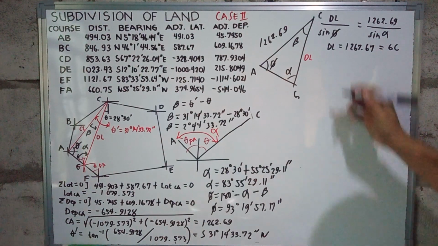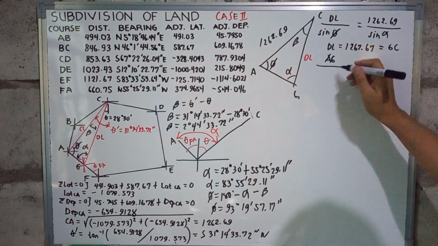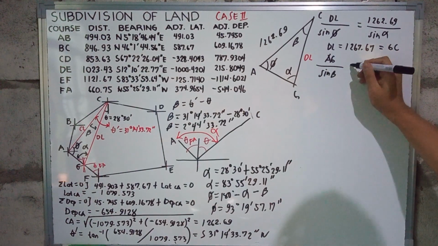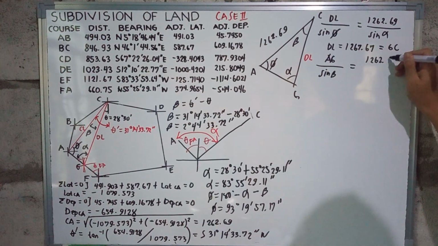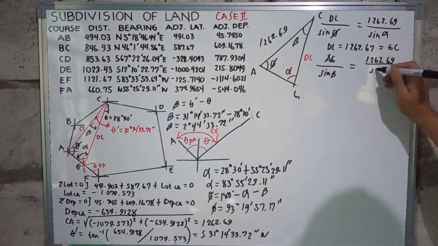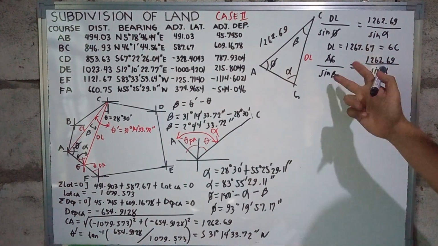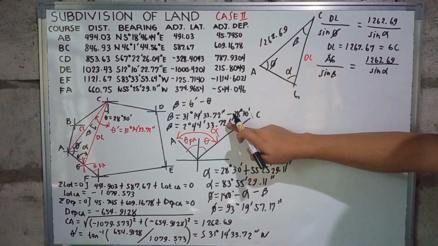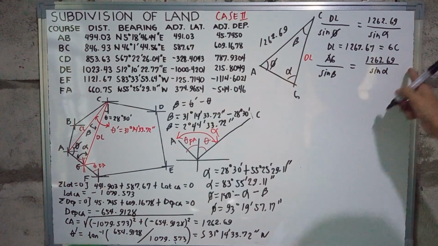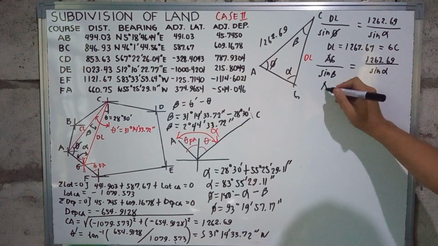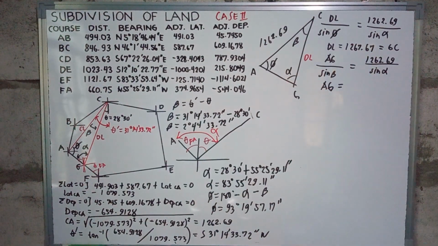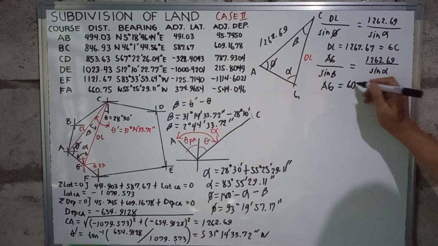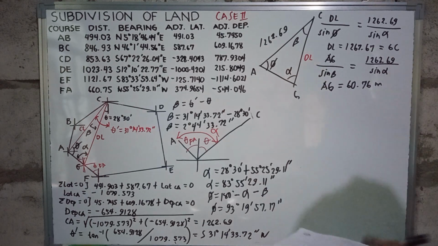Same law din, di ba? So, kunin natin AG by sine law. Sine beta is now equal to 1262.69 all over sine alpha. So, meron tayong value ng beta, which is equal to 2 degrees 44 minutes 33.72 seconds. Meron tayong value ng alpha. Then, we can solve for the value of AG. AG is now equal to 60.76 meter.